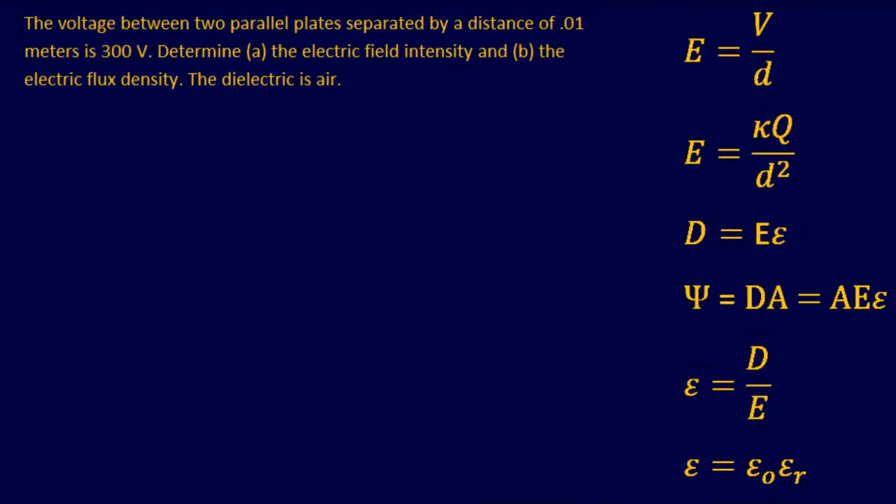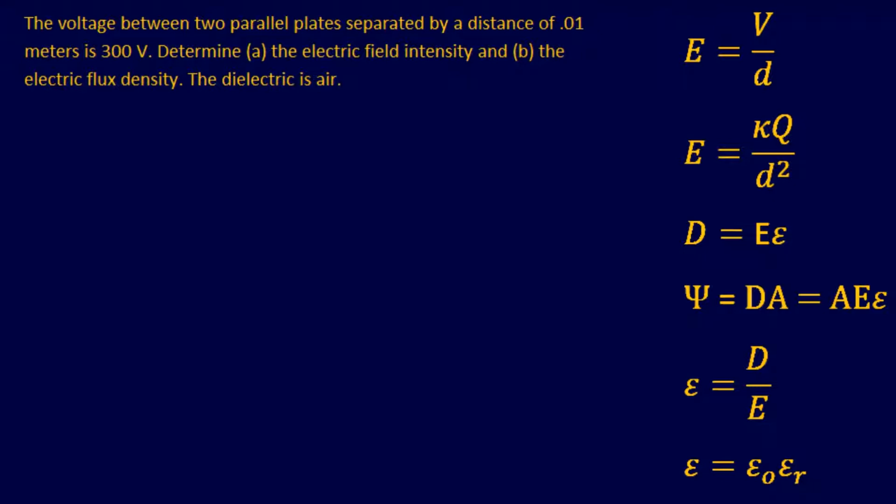All right, so let's jump right in with a practice problem. The voltage between two parallel plates separated by a distance of 0.01 meters is 300 volts. Determine the electric field intensity and the electric flux density. The dielectric is air. All right, so we have a few variables to work with. I think we can knock this out.